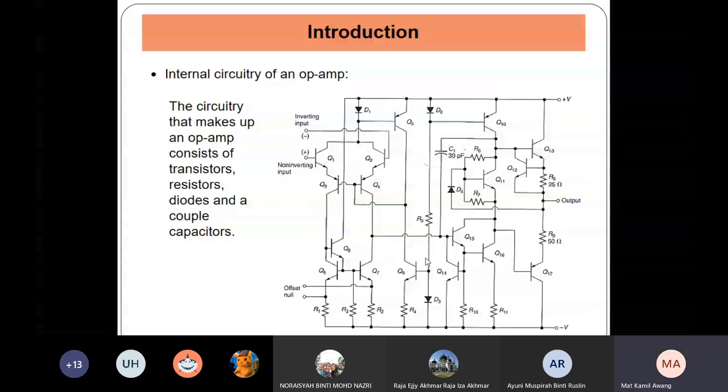So in this OpAmp, basically it has transistors. These are the transistors. It has resistors. So these are the resistors. You have the diodes. And also you have the coupling capacitors. These are the capacitors, the coupling capacitors. Why don't we have the inductor?